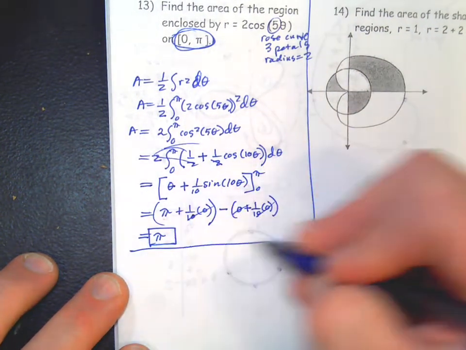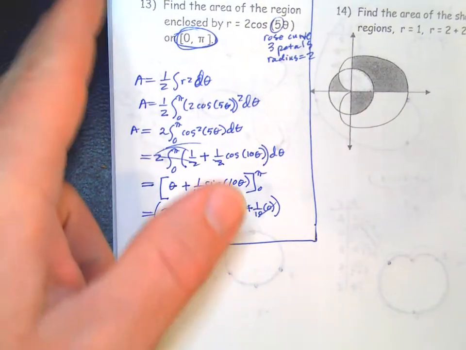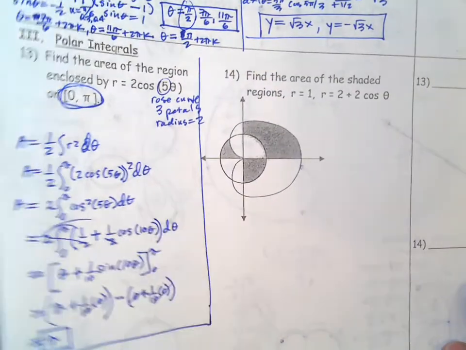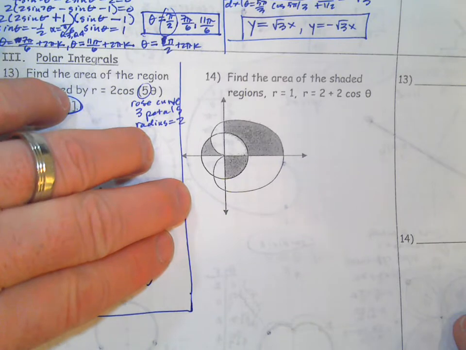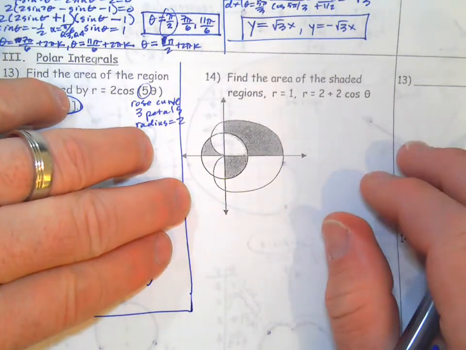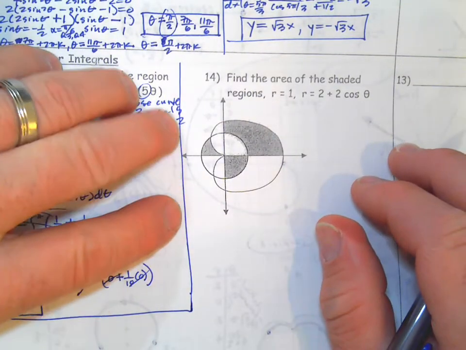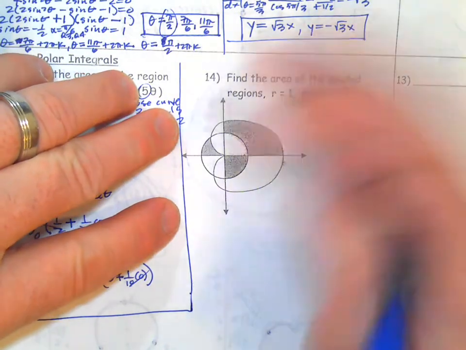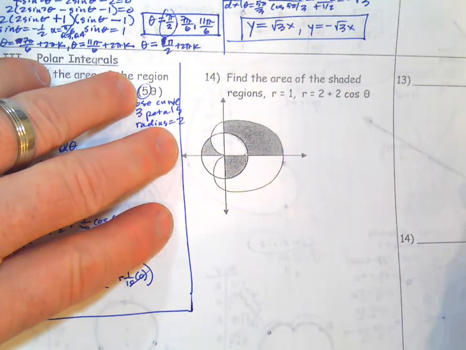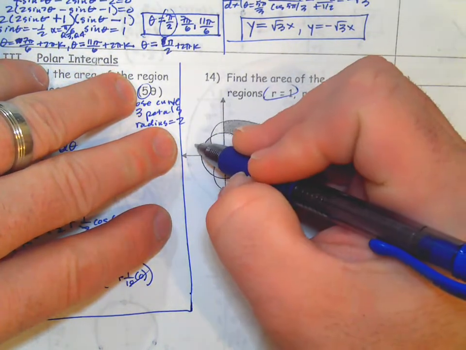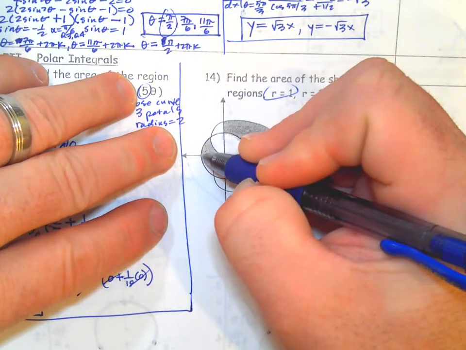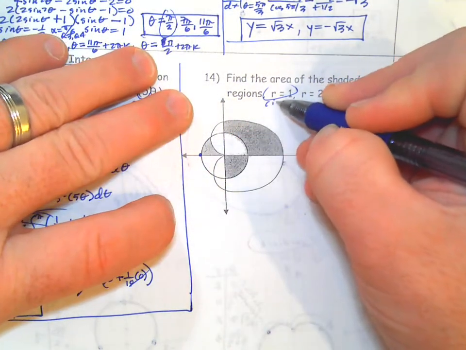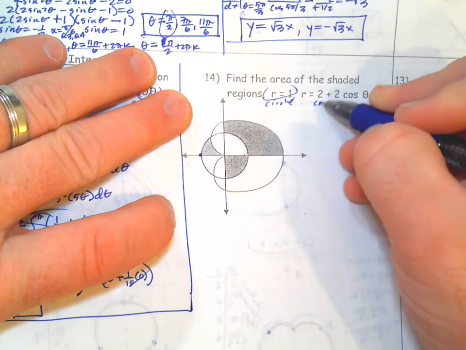So, okay, find the area of the shaded regions. So I guess the combination of all of them. I'm just going to find each one on its own. r equals 1 is the circle. So this is the circle, and this is the cardioid.